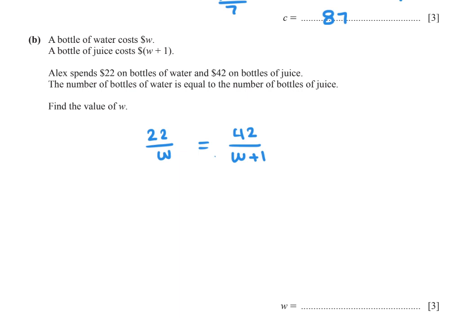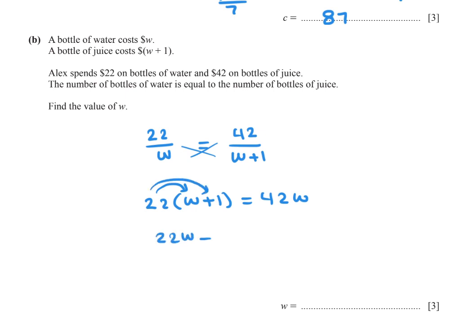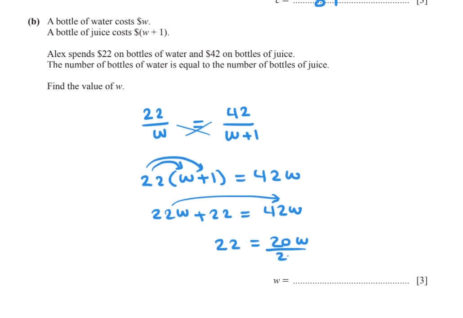They are equal, so cross multiply to solve. So 22 times W plus 1 equals 42W. So 22 times W, 22W, 22 times 1, so 22, equals 42W. You can transpose 22W to the other side. So 22 equals 42 minus 22, which is 20. So 20W, divide by 20, divide by 20. So W equals 1.1.